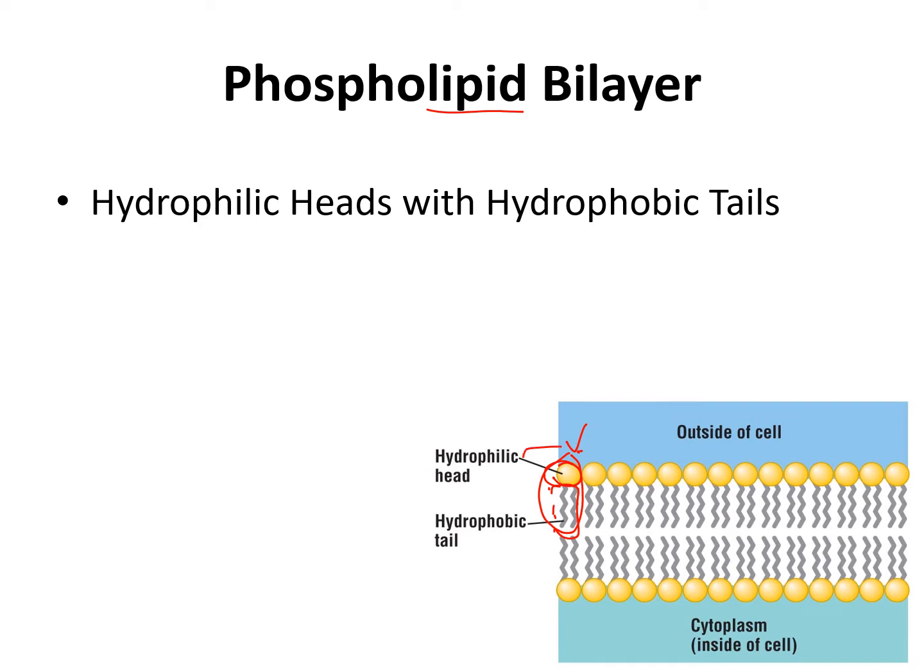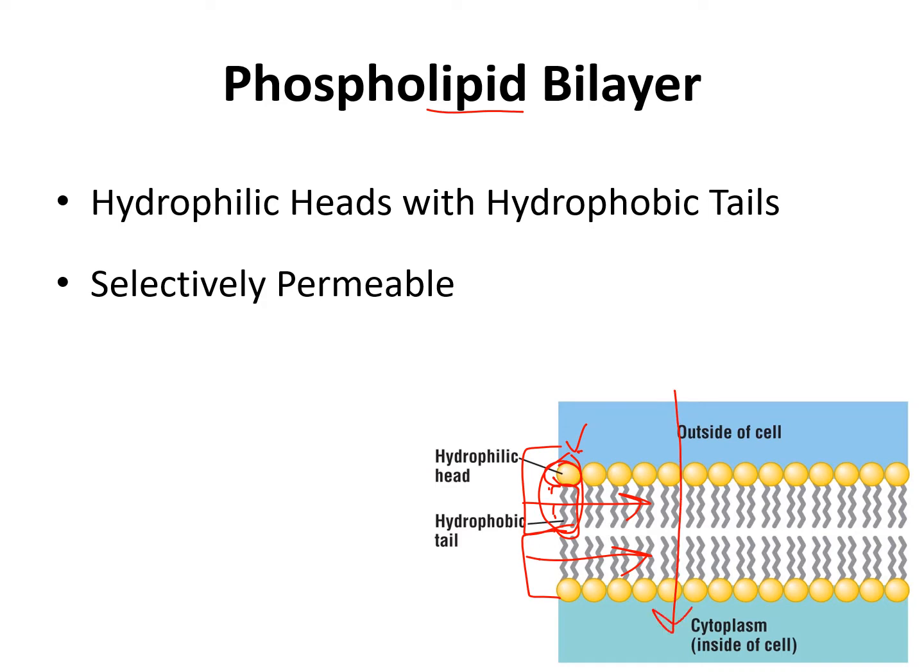Those are two fatty acid chains that are hydrophobic. So this is one part of the bilayer. This is the second part of the bilayer. Bilayer, bi meaning two. So one layer of phospholipids here and the second layer of phospholipids there. This is the structure that is selectively permeable. Only small molecules and nonpolar molecules can pass directly through this phospholipid bilayer.